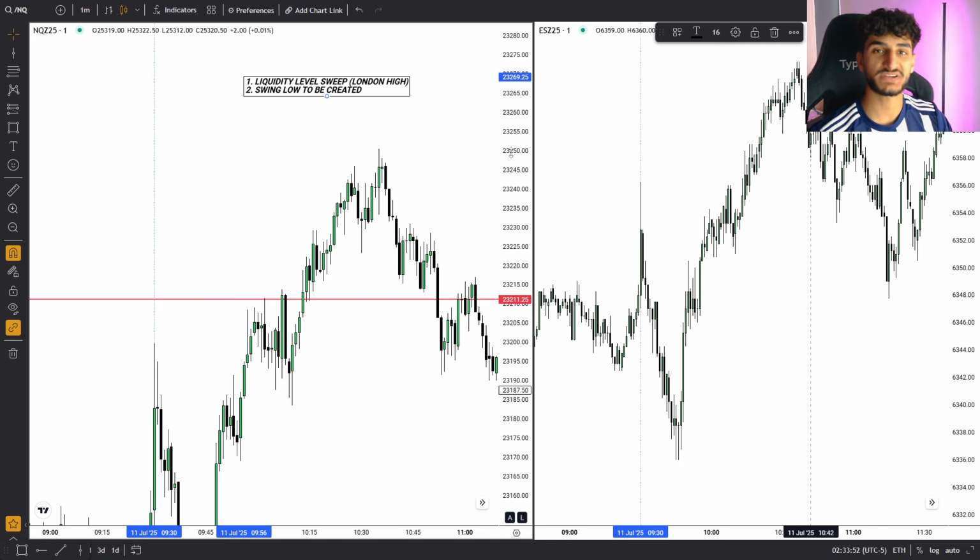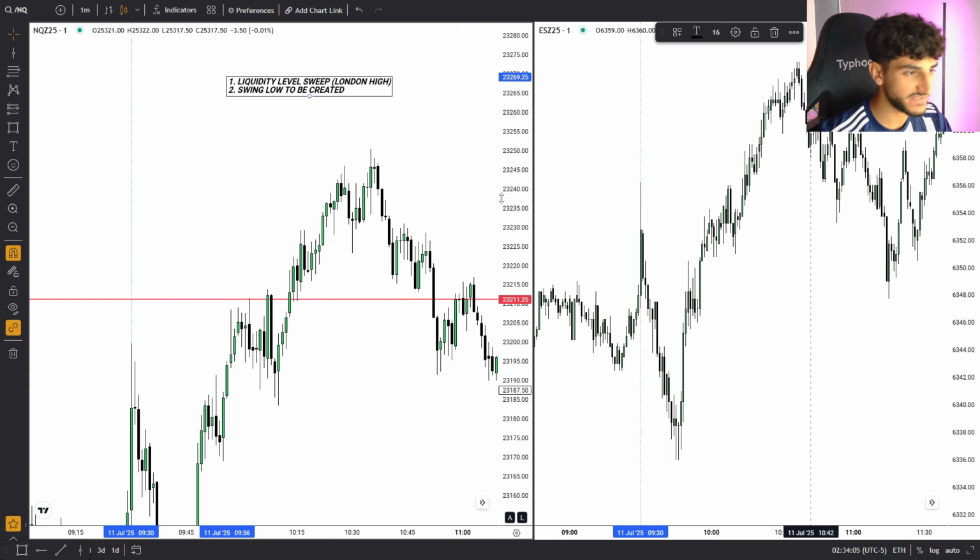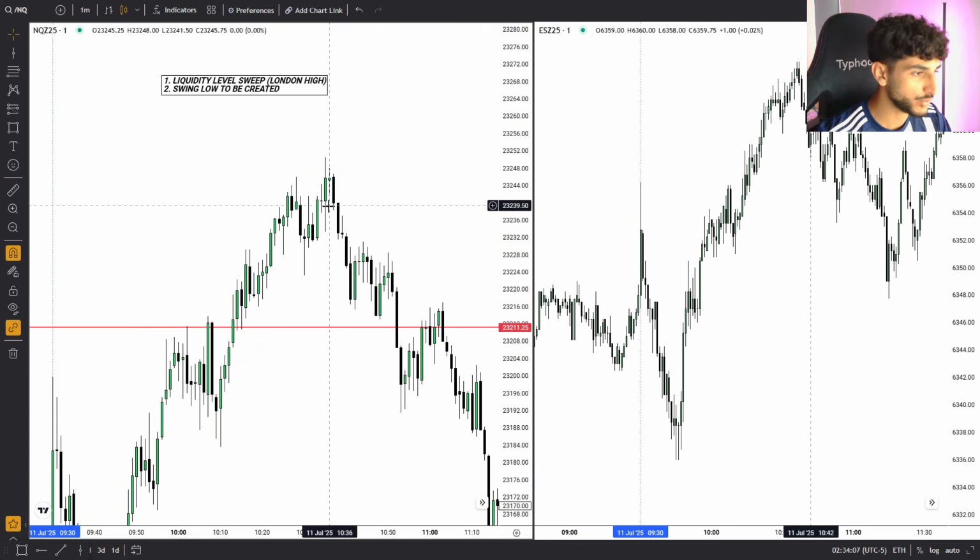And the reason why I want to see a swing low created is because step number 3 and step number 4 are actually correlated to that swing low. Without step number 2, which is a swing low, we cannot actually go on to step number 3 and step number 4. So having said that, we do get this swing low created right here at 10:35.